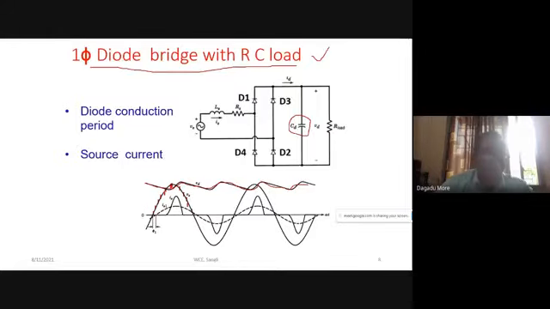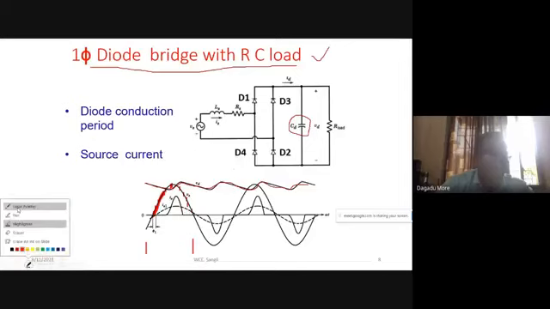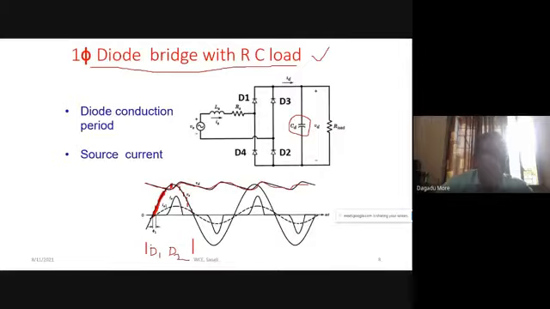If you consider the initial period of the wave, let us assume that two devices are supposed to conduct. Which two devices are supposed to conduct here? Let us assume that D1 and D2 have to conduct in this particular period. In the first positive half cycle, we assume that diodes D1 and D2 will conduct. We are considering the steady state case, and now we have shown the capacitor voltage.